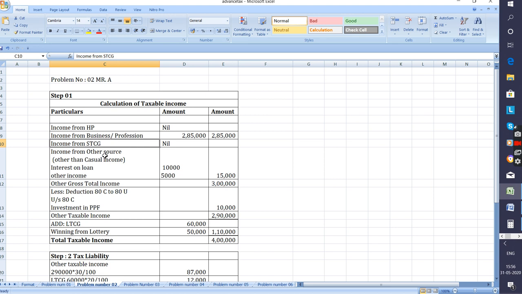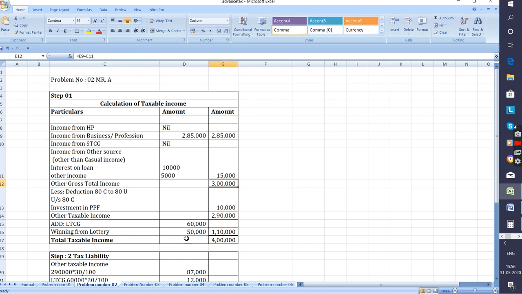Next, income from other sources other than casual income. Why are we not taking the casual income? There is no deduction for the casual income. They have given two sources for the other income: interest on loan 10,000 and other income 5,000. The total of these two will be 15,000. These are the incomes: 2,85,000 plus 15,000. The gross total income will be 3 lakh.